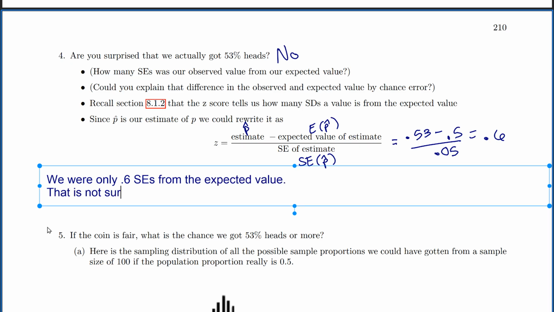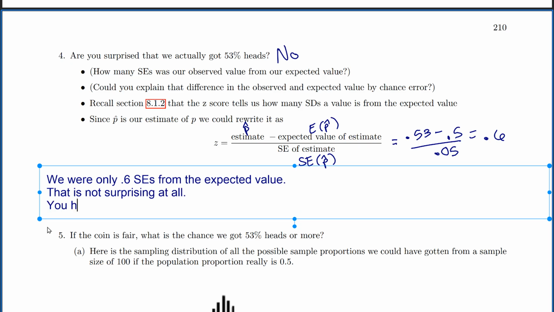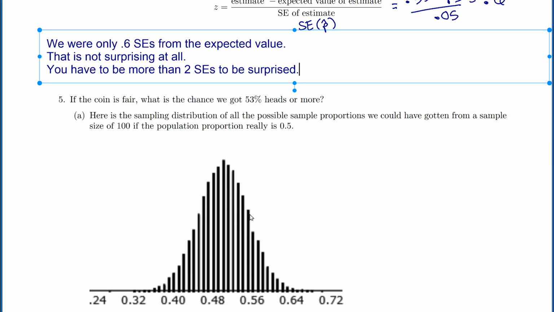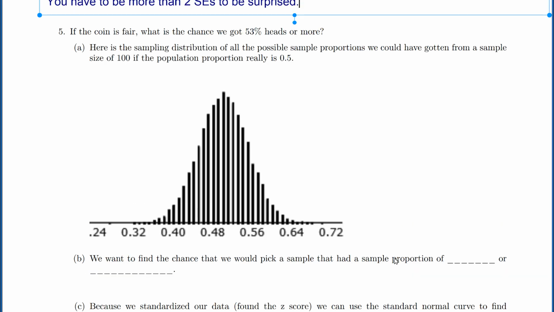Okay, that is not surprising at all. So remember, you have to be more than 2 standard errors to be surprised. Well, if the coin was fair, what is the chance that we could get 53% heads or more? So here's the sampling distribution of all the possible sample proportions we could have gotten from a sample size of 100 if the population proportion was really 0.5.